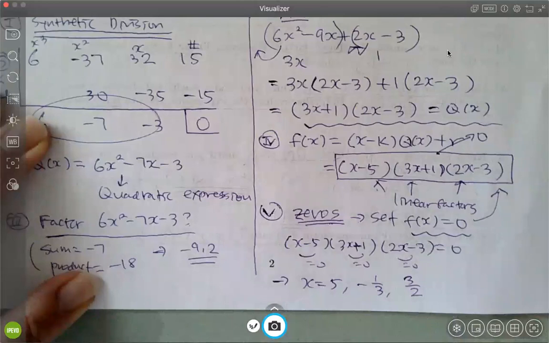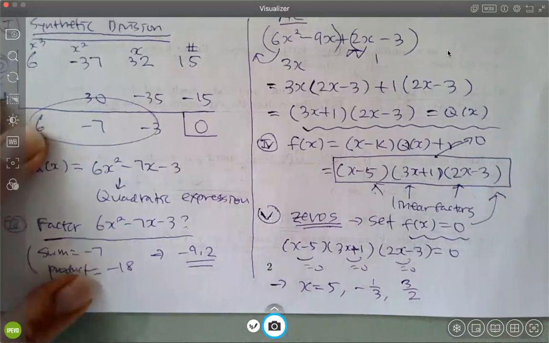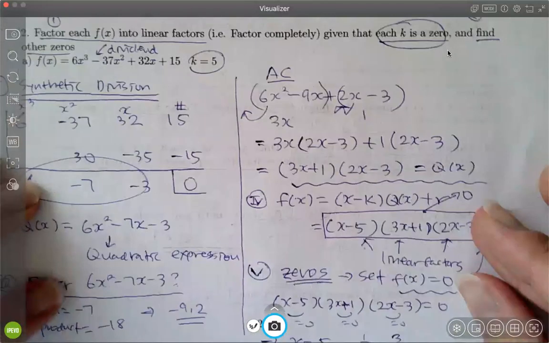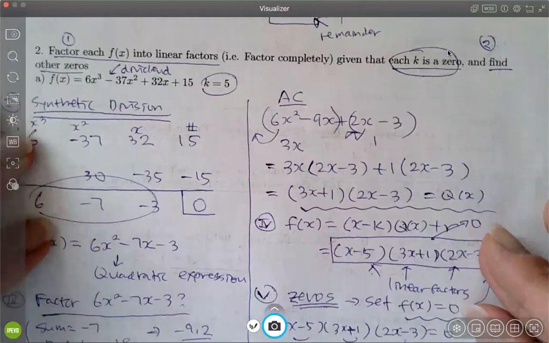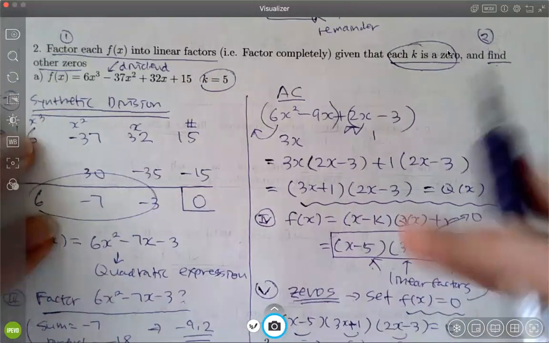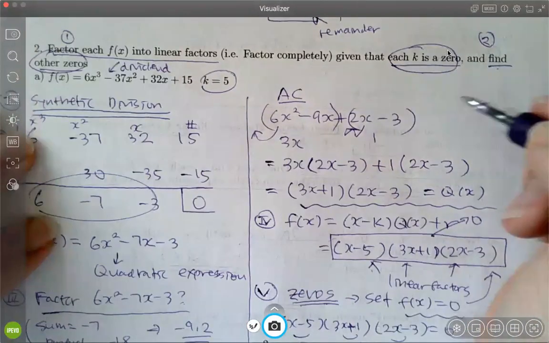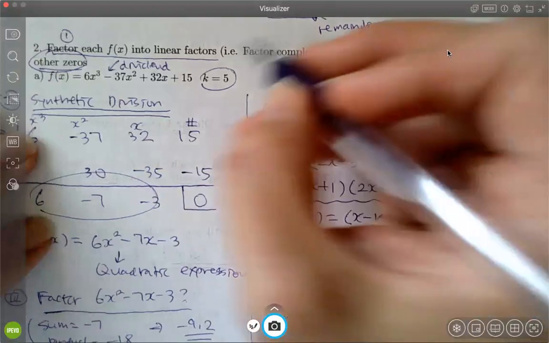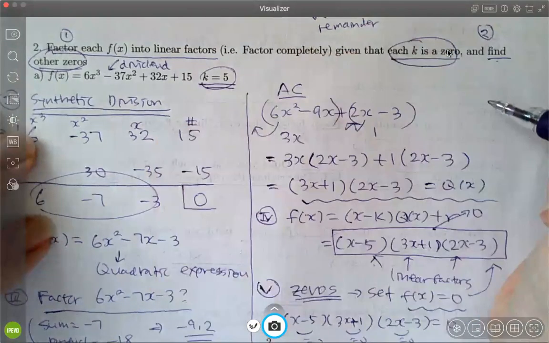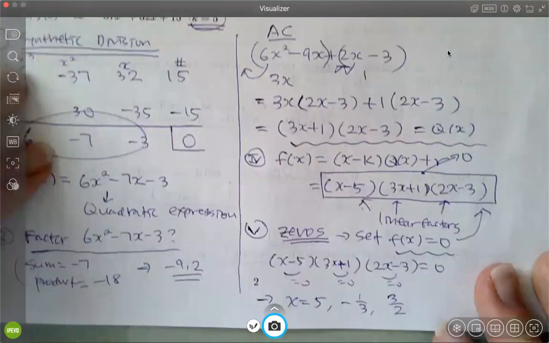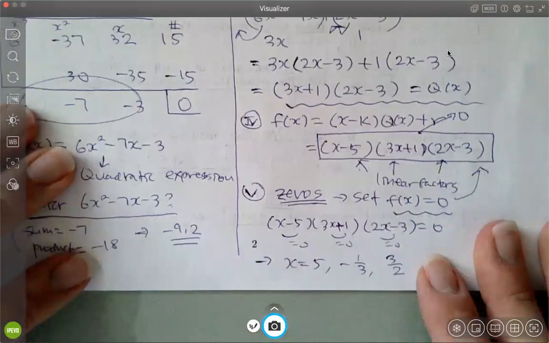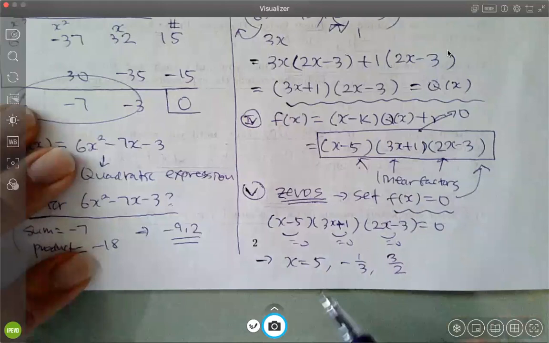So is this the answer? Unfortunately, no. Why not? Because look at the problem carefully. What did the problem say? Find other zeros. Now, why did it say other zeros? Because one of them is given, right? So what should be our answer? That is the given 0, which we knew from the beginning. So the answer is just these two.